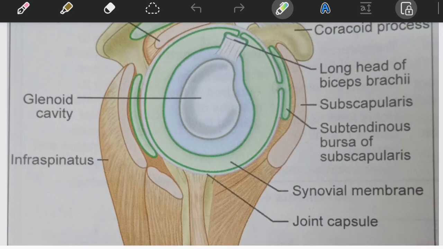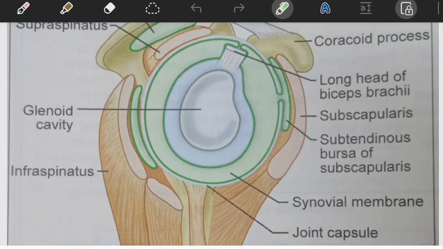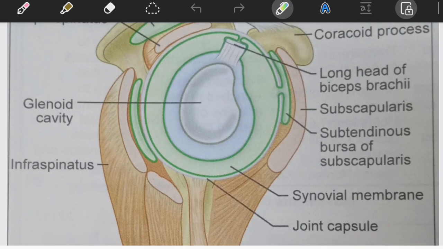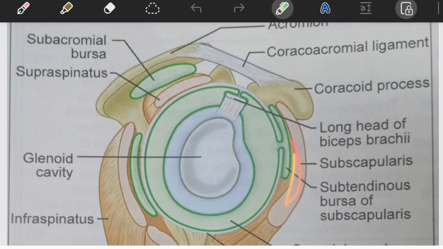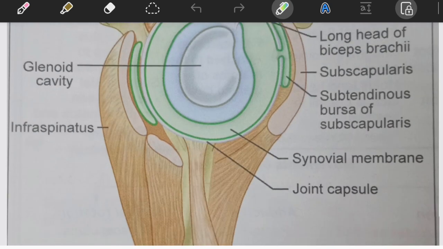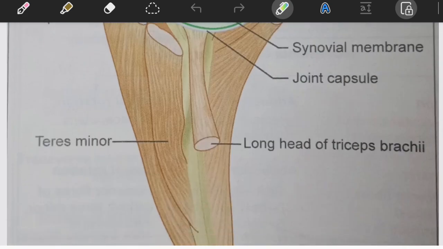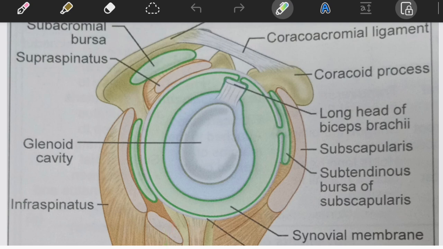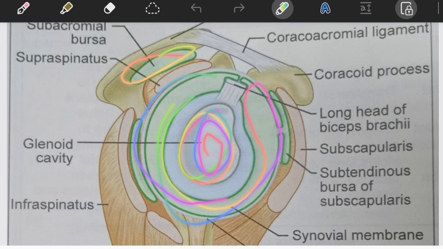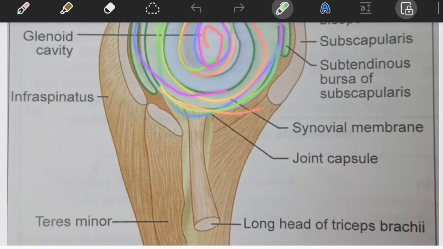This is the diagram for the relations of the shoulder joint. These are the rotator cuff muscles: supraspinatus, subscapularis and infraspinatus. Then here is the teres minor muscle. These are the bursae, the green colored bursae. Here is the glenoid cavity. It is the joint capsule.